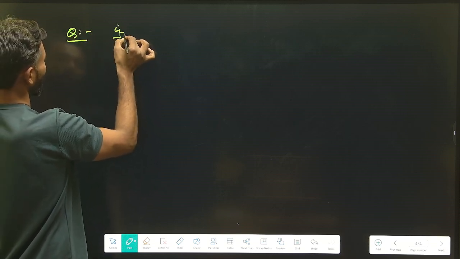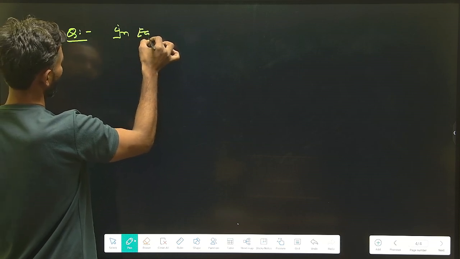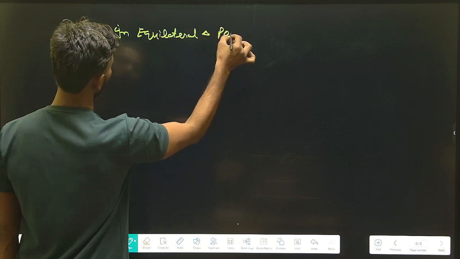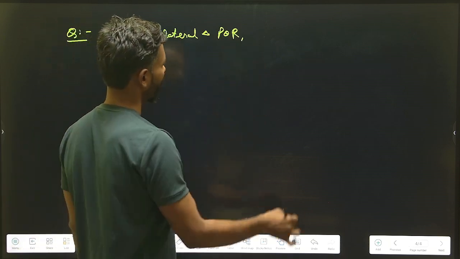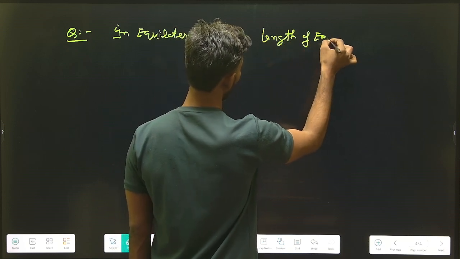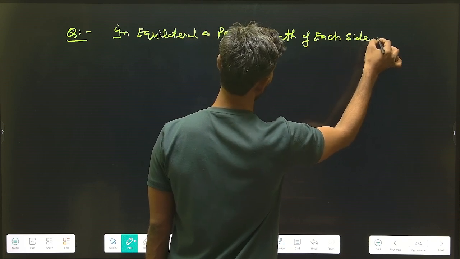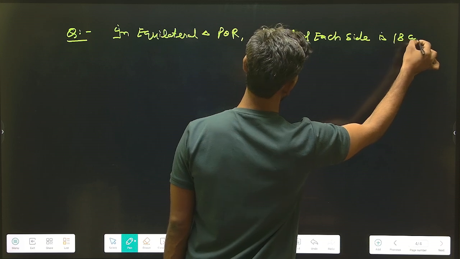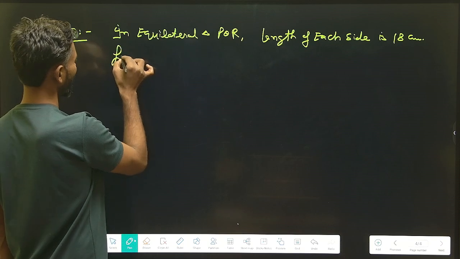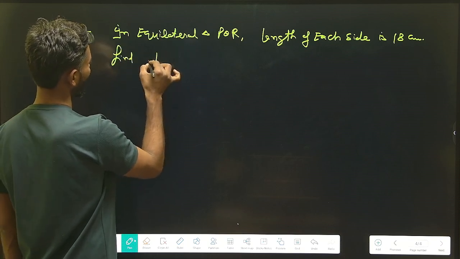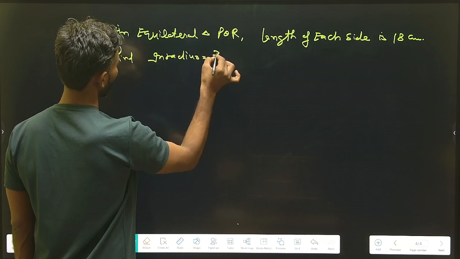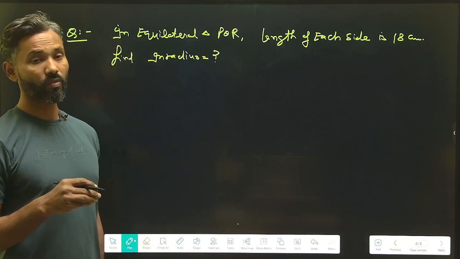In equilateral triangle PQR, length of each side is 18 centimeter. Then find the inradius of the triangle. So we are going to simplify this. Find the inradius of the triangle.